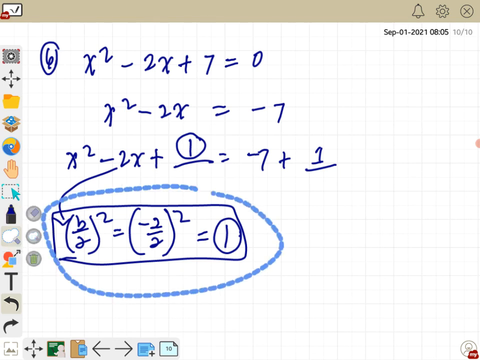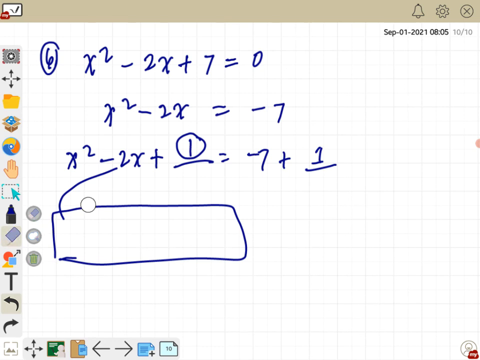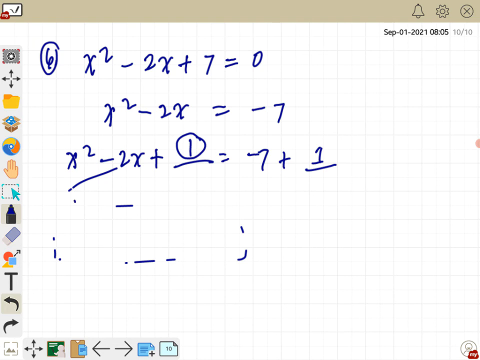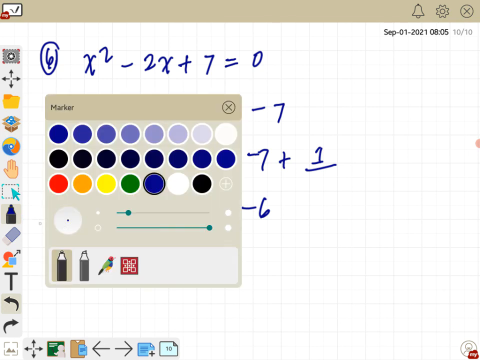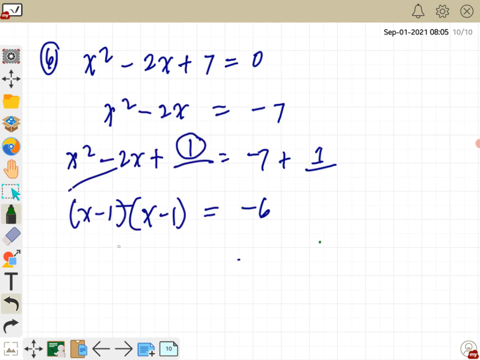It's time to factor our left hand side and turn it into a square. If we're going to factor it, this becomes x minus 1 times x minus 1 equals negative 6. So here comes the focus. I want you to focus on this part. Let's highlight this part. You'll have x minus 1 squared equals negative 6. Sorry for the misalignment of equal signs.